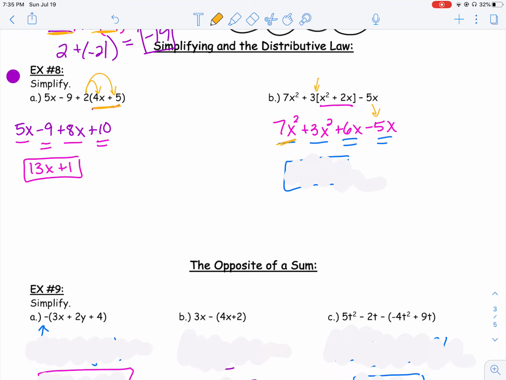It looks like I have a 7x squared and a 3x squared. Those are like terms. I can add those together. And I have a 6x and a negative 5x that I can add together. 7x squared plus 3x squared is really just a 10x squared. And a 6x minus a 5x is really just a 1x, or an x if you don't want to write the 1 coefficient. We just know it's there. The 10x squared and the 1x are not like terms, so that would just be our final answer.